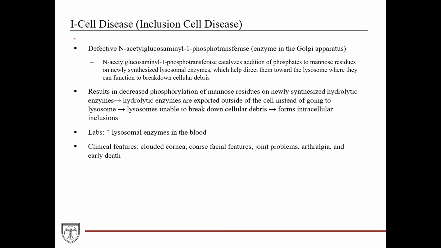So the first disease we'll talk about is I-cell disease, also known as inclusion cell disease, which is caused by a mutation that results in a defective N-acetylglucosamine-1-phosphotransferase, which is an enzyme in the Golgi apparatus. And so if you recall, let's come down here, draw the cell out, and so you have the lysosome out here.